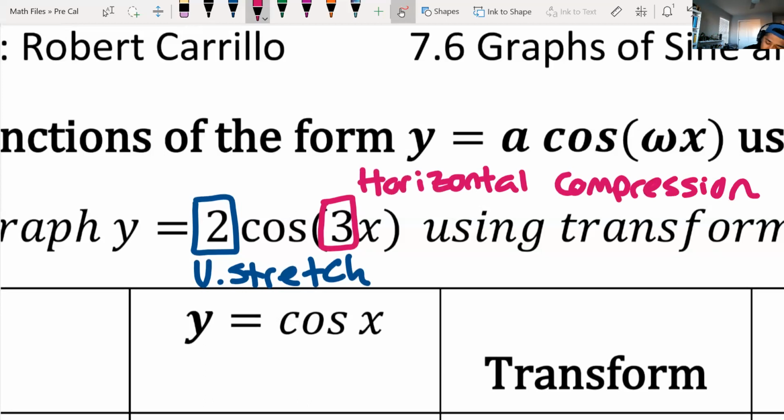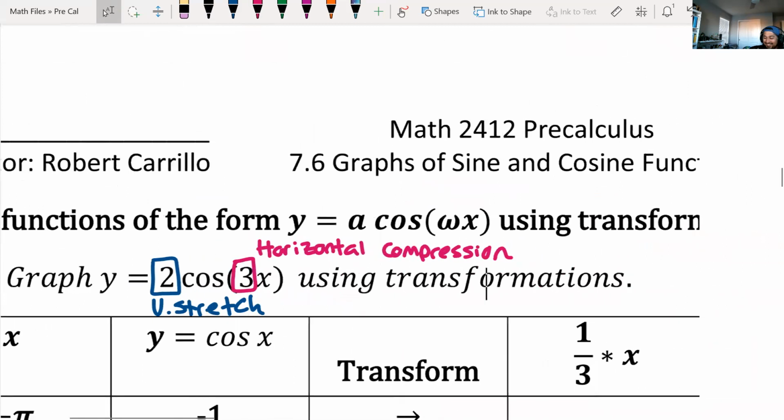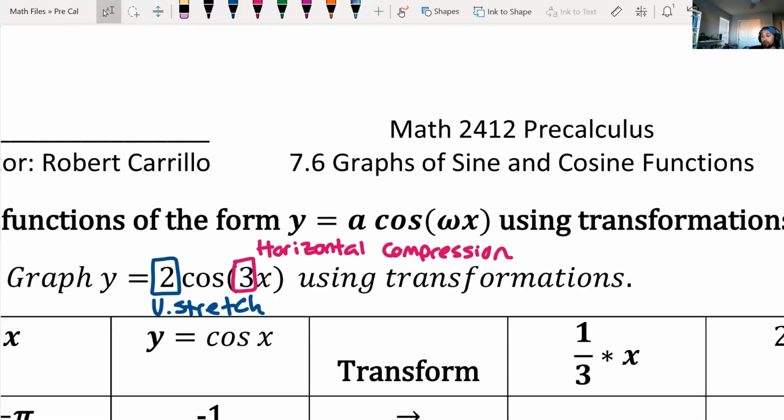Why is it a horizontal instead of a vertical compression? You tell me, Ethan. Don't you remember college algebra? Not to that fine detail. Because it's not a negative. Nope. So remember, vertical transformations happen on the outside of a function. Horizontal transformations happen on the inside of a function. They happen with the argument of a function. And the reason this is a horizontal compression is because the number inside is greater than 1.